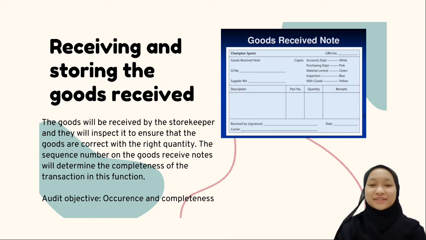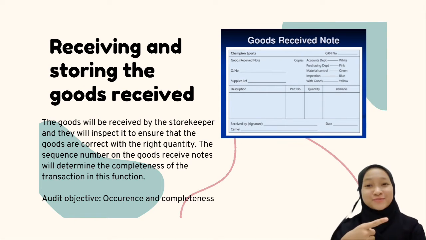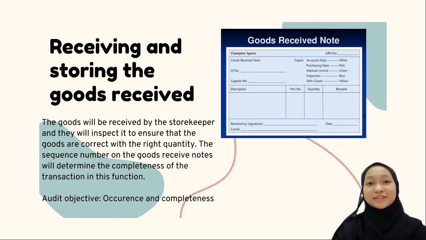The third function is receiving and storing the goods received by the storekeeper, where they will be sent to the warehouse. The document in this function is a pre-numbered goods received note, which is prepared by a storekeeper. This document will be audit evidence to support the occurrence of the transactions, and the sequence number on it will be checked for completeness to ensure that there is no fraud or fictitious transactions.